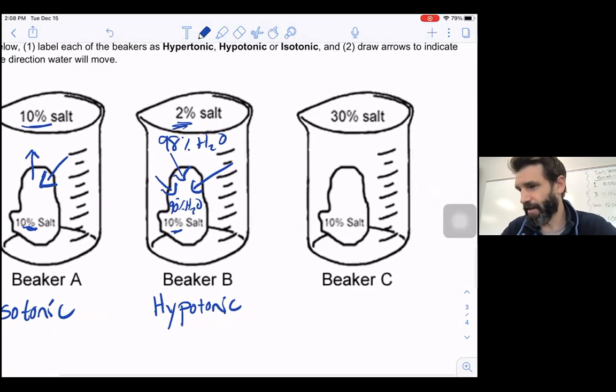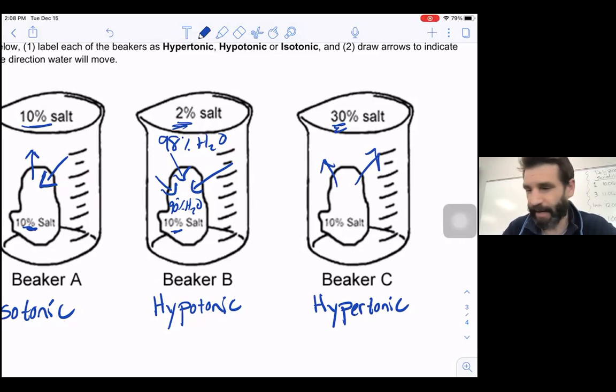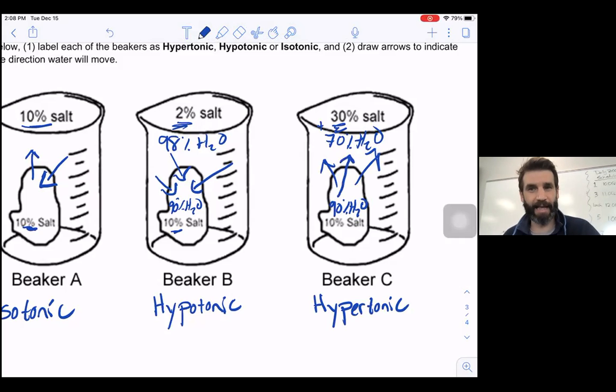And what do you think this one's going to be? Well, we have a high salt concentration outside. So this is hypertonic. Water is going to be flowing out of this. And now we can see, does that make sense again? Well, this is 90% H2O. This is 70% H2O, right? Because 30% salt plus 70% water give us our 100%. And once again, water flows from 90 to 70, from high to low.